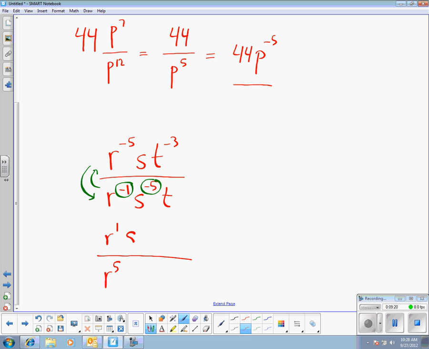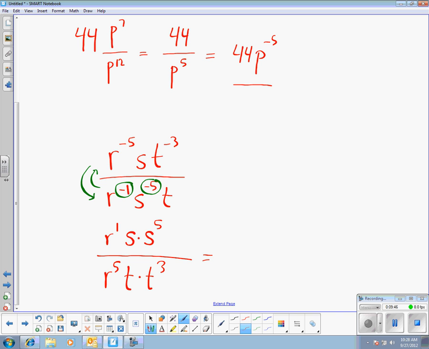I've got an s on top, and I've got 5 negative ones on the bottom that I'm going to move to the top and make positive. I have a t on the bottom, and I'm going to move the 3 negative ones down. So the negatives, I just got rid of all of those by moving them from bottom to top or top to bottom and flipping the sign no matter what. Okay, so now I can simplify.